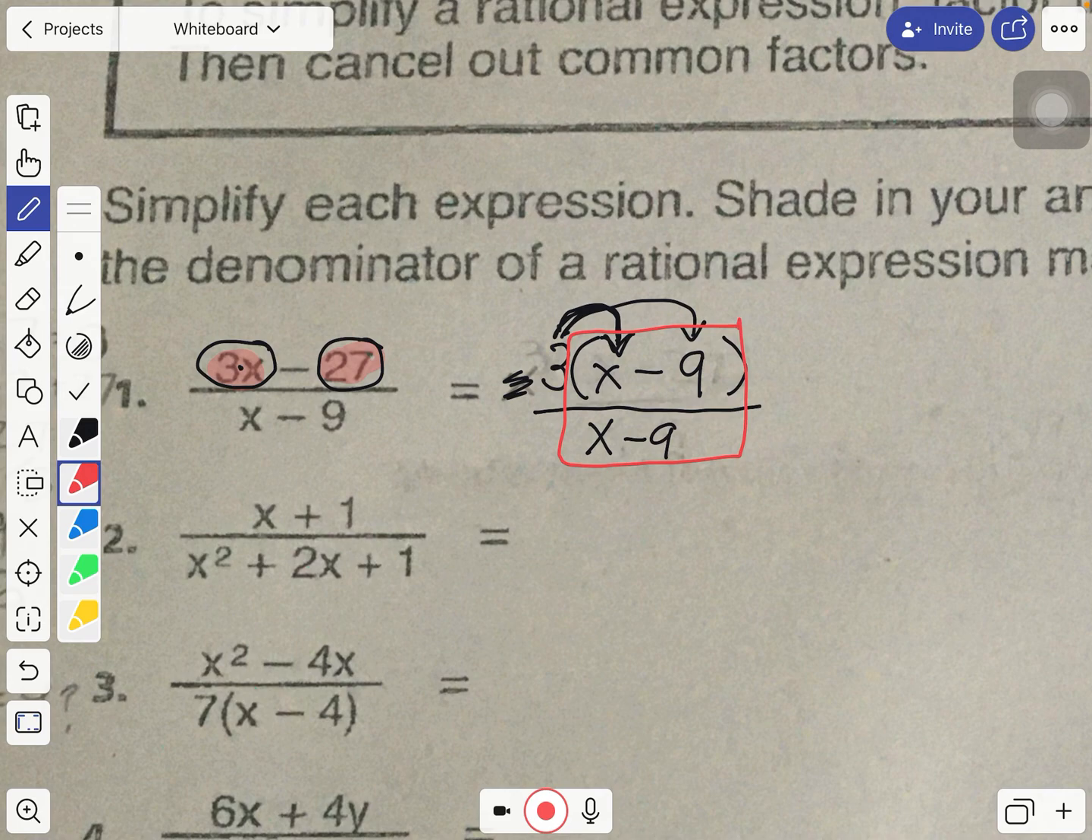Well, we don't really need to write the 1 there, so we cross off the x minus 9 on top and the x minus 9 on the bottom, and then what's left over as our answer is 3. So you basically just cross off the common factors in the numerator and denominator that would make a factor of 1, and then write down what you have left over.